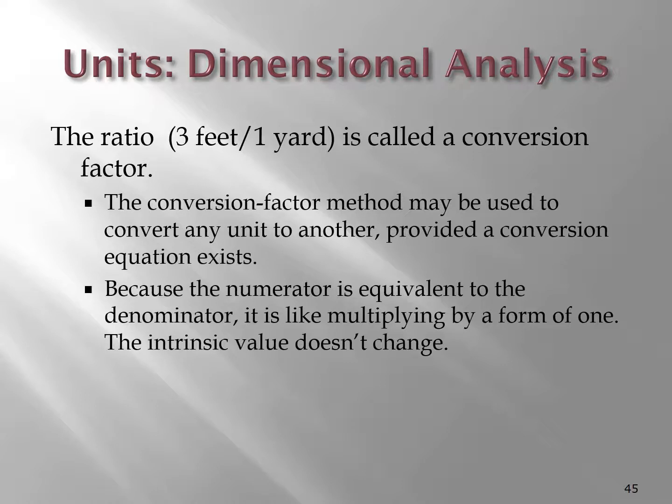So again, because the numerator and denominator are equivalent to each other, even though they don't look like they're equal to each other, they are equal to each other because of different units. As long as they're equivalent to each other, what we're really doing is multiplying by 1, so the intrinsic value doesn't change. So on that last example, 60 feet and 20 yards are the same, and that's because 3 feet and 1 yard are equal to each other. They just have different units, so the intrinsic value doesn't change.